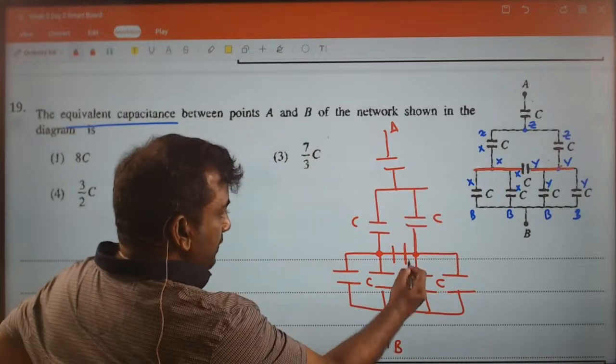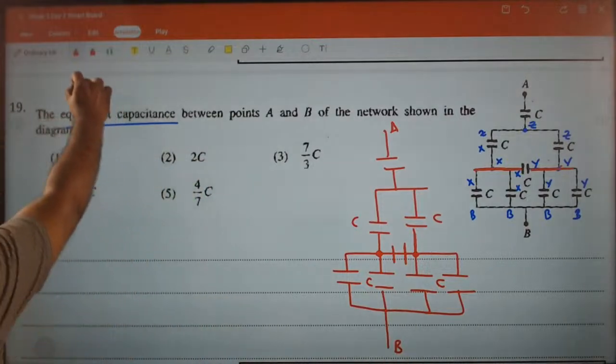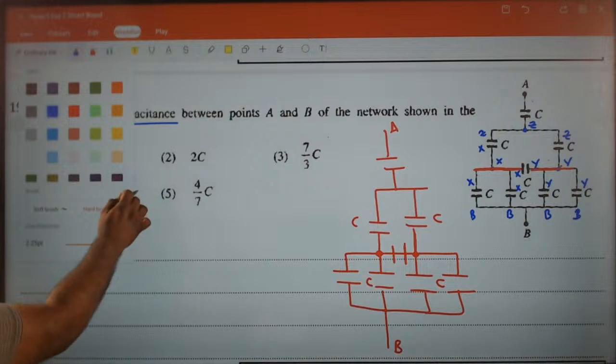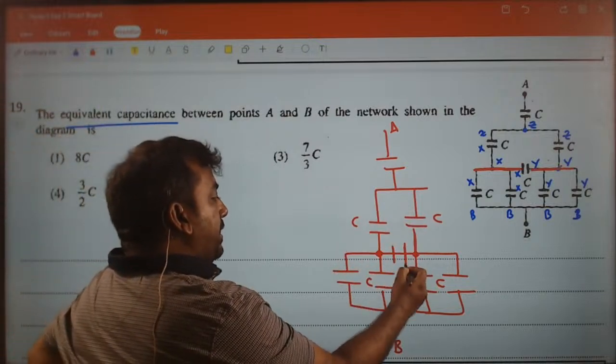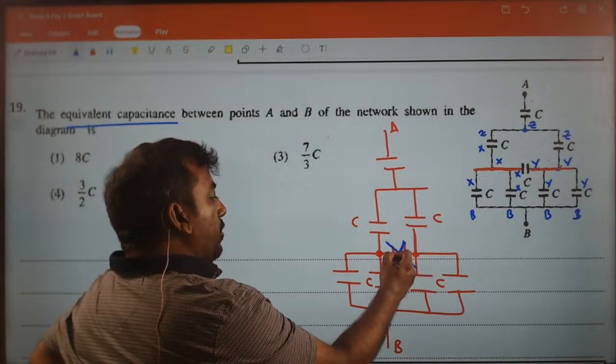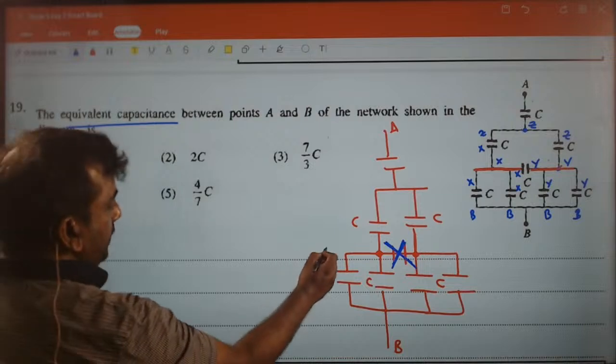Can you see there is a Wheatstone bridge here? Always remember to look for a Wheatstone bridge. C divided by C, C divided by C, same. This can be cancelled out. If that is completely cancelled, what will you get?